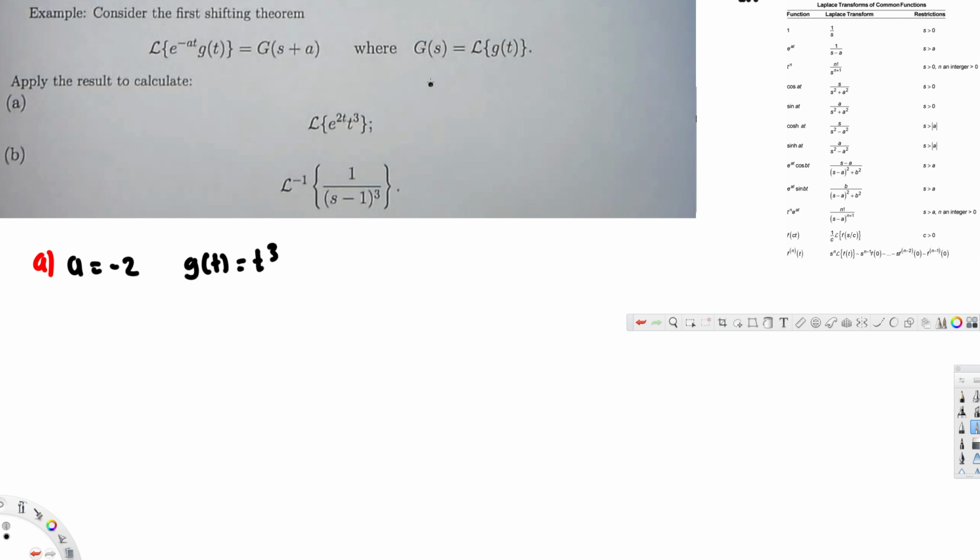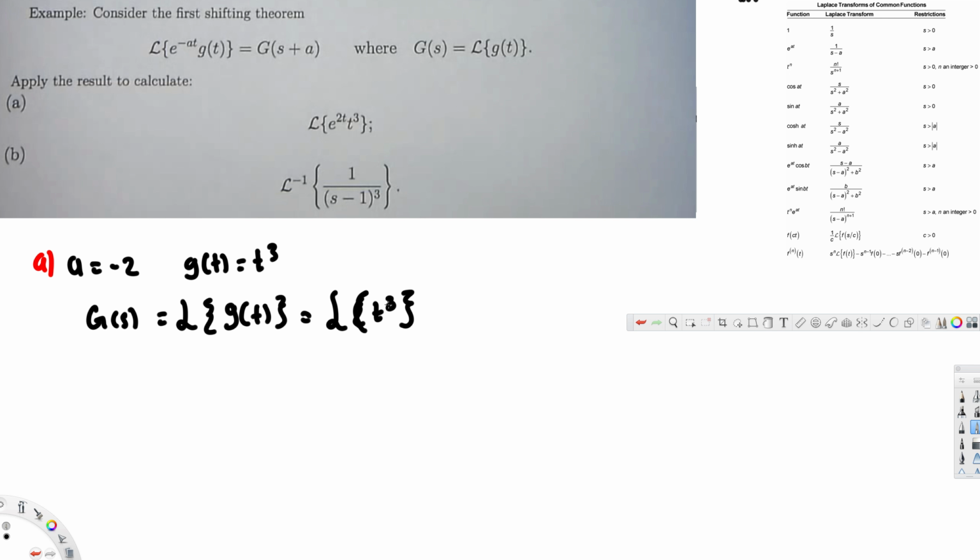Now Laplace transform says therefore G of s is equal to Laplace of g of t. In our case g of t is equal to t cube. Now we are going to find the Laplace transform of this function. To find this we have to look at the table, and from this you can see when we have t power n, we can transform this into n factorial over s power n plus 1.